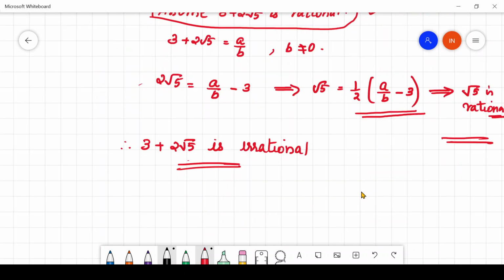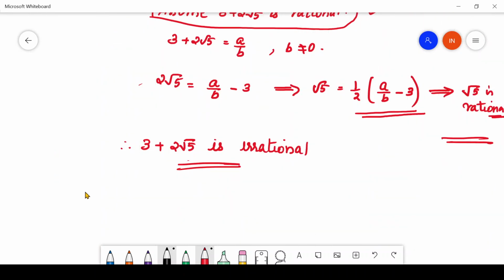So, one question for you: you have to prove that root 3 is irrational. So, please try to do it and let me know whether you got it correctly.